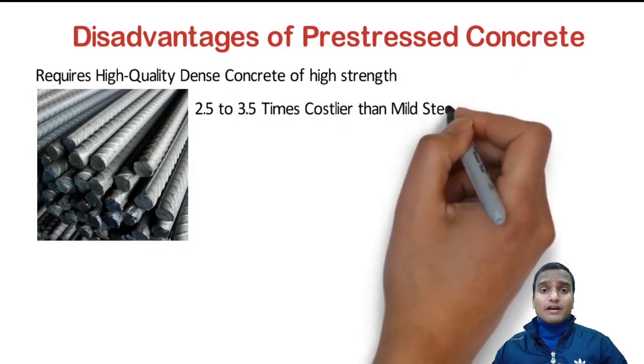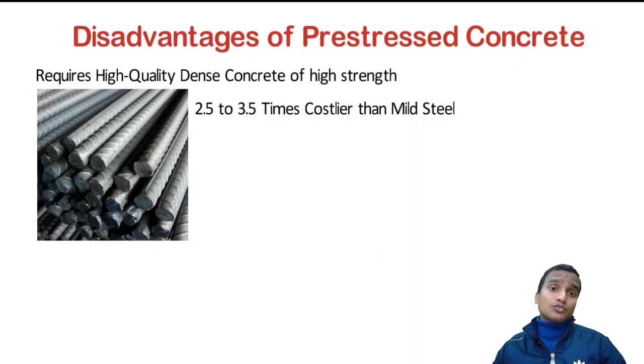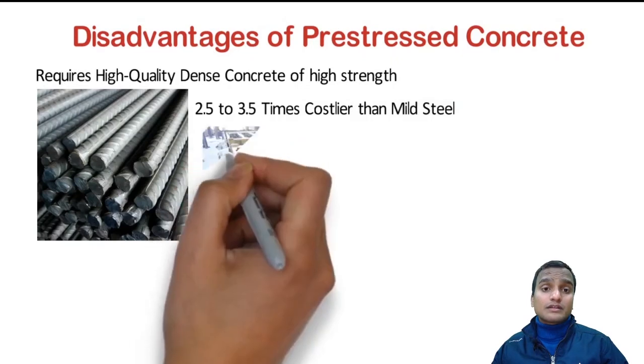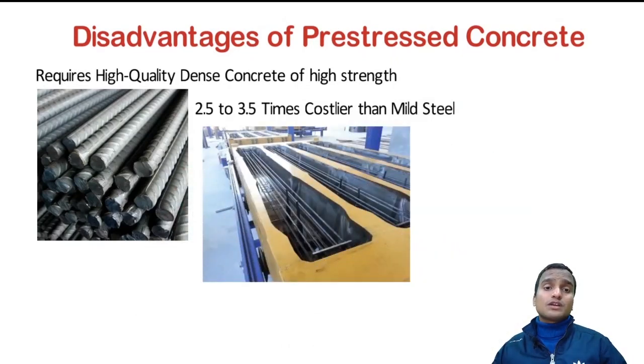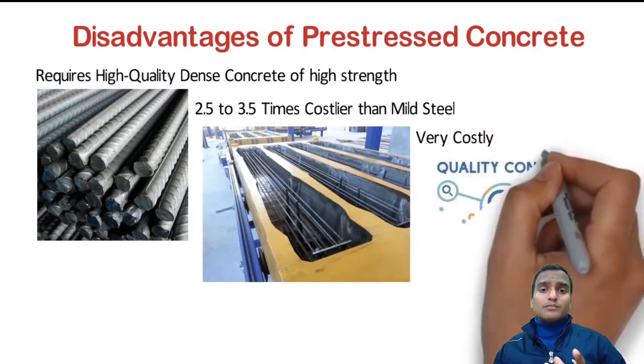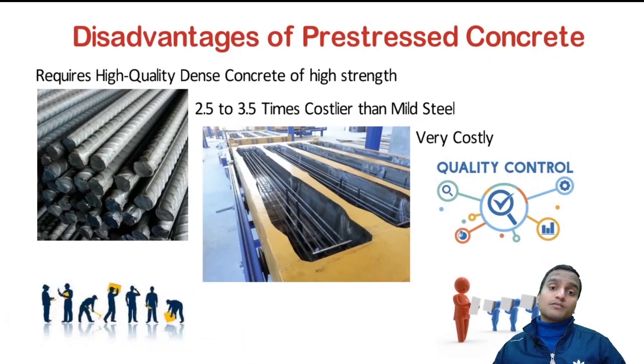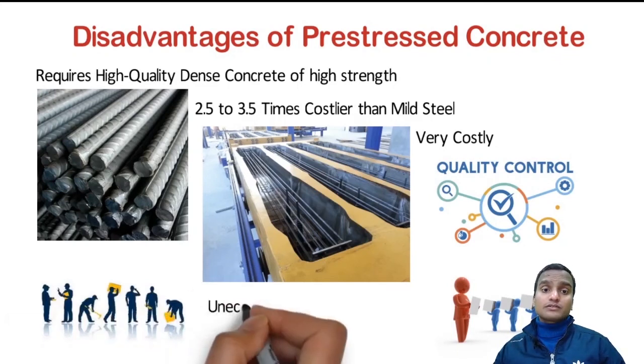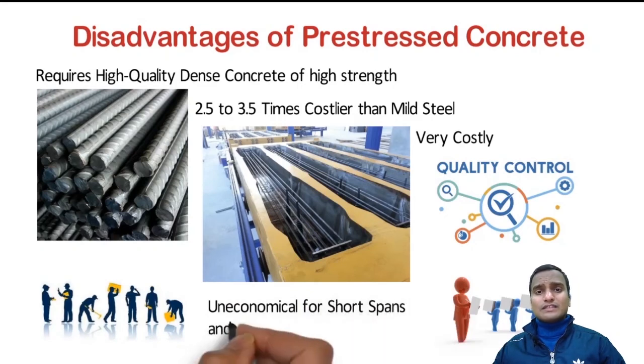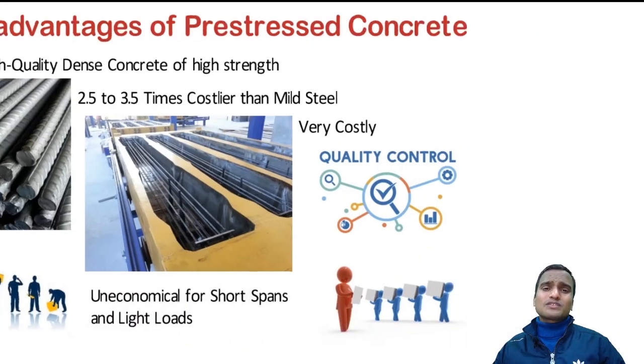And the normal steel bars that are used in pre-stressed concrete are also 2.5 to 3.5 times costlier than the mild steel which is usually used in reinforced concrete. So these steel bars have very high strength, so they will be costly. Okay, so ultimately the cost of pre-stressed concrete is much higher, and it has to be produced by maintaining good quality control under supervision, and it requires skilled laborers also. Okay, so for shorter spans and lighter loads, pre-stressed concrete becomes uneconomical.